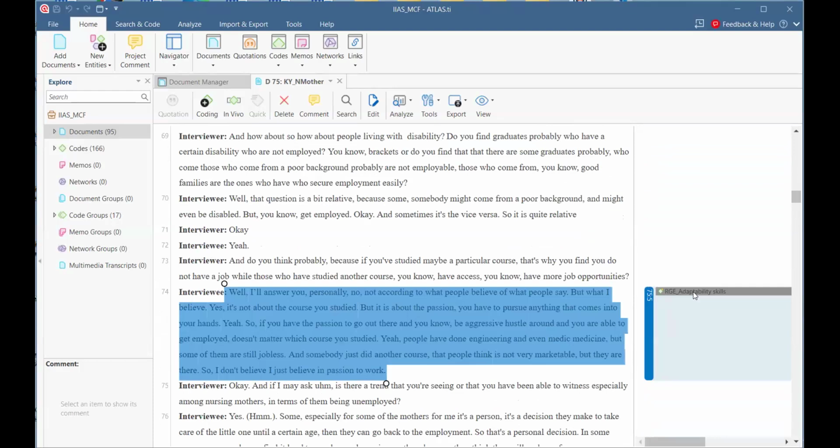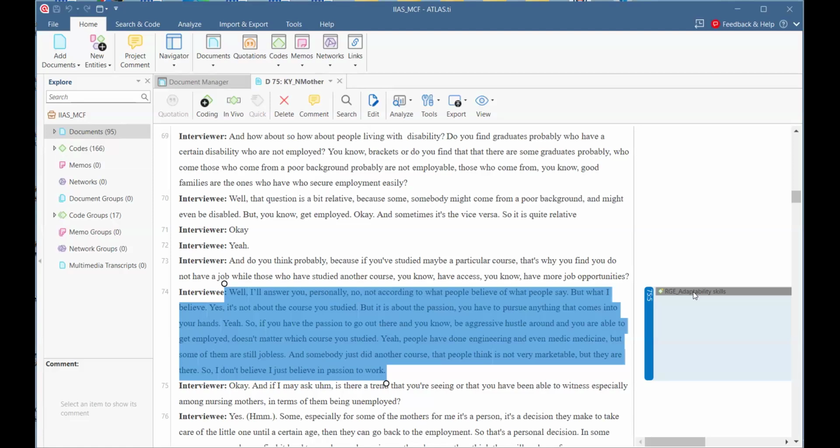Do you think, probably, because if you have studied a particular course, that's why you do not have a job, while those who studied another course have more job opportunities? He says, well, I will answer you personally, not according to what people believe or say, but what I believe. It is not about the course you studied, but the passion you have to pursue anything that comes into your hands.